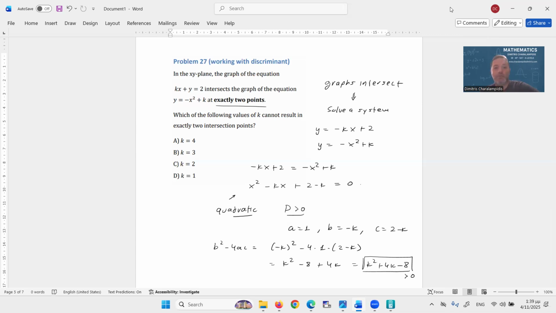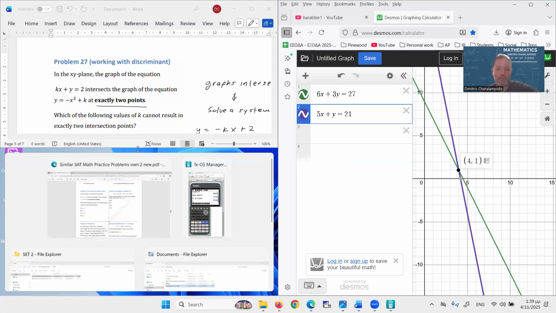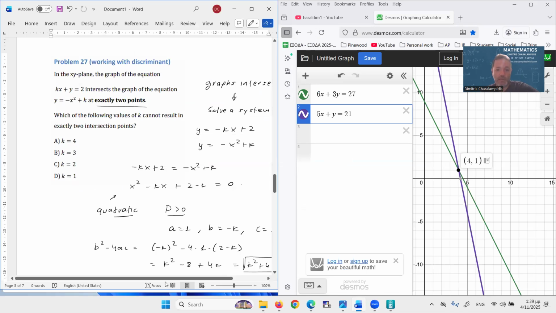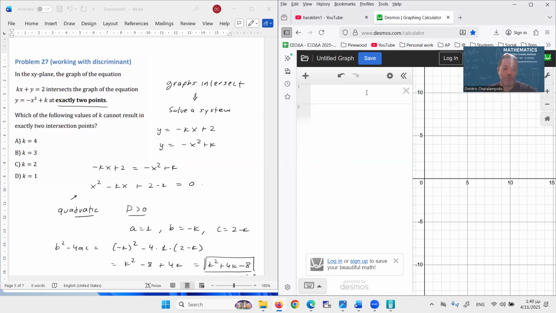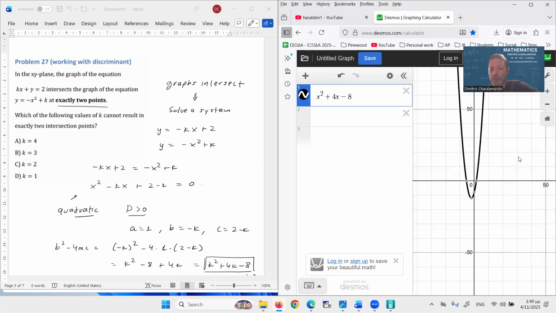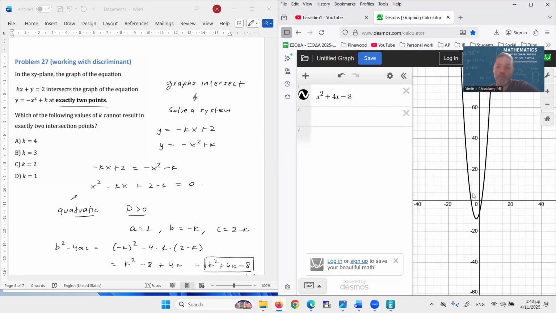I will do that through Desmos. So let's bring Desmos here. It's k squared plus 4k minus 8, so I'm going to draw x squared plus 4x minus 8. Let's zoom out. And we want that to be greater than 0, which means that we want it to be above the x-axis. Here it's minus 5.4, here it is 1.6.